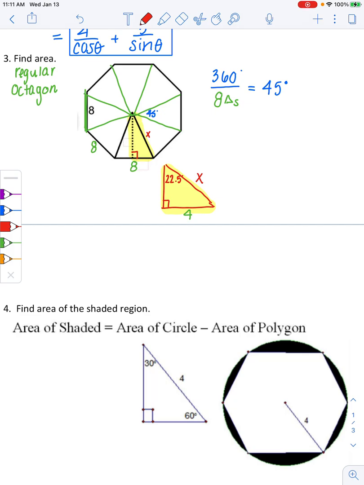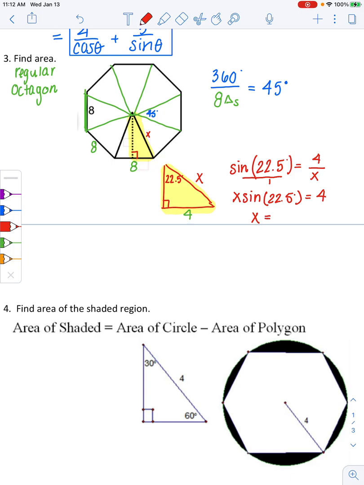So if I want to find x, notice I have the opposite and hypotenuse. So you should be thinking of sine of my angle equals the opposite over hypotenuse. Over 1, cross multiply, divide both sides by sine of 22.5.